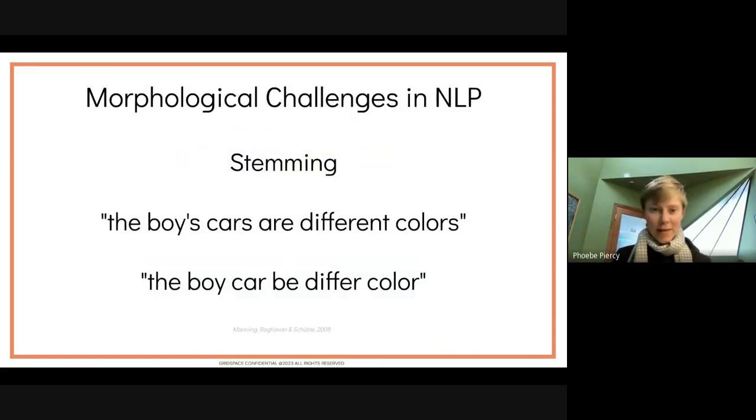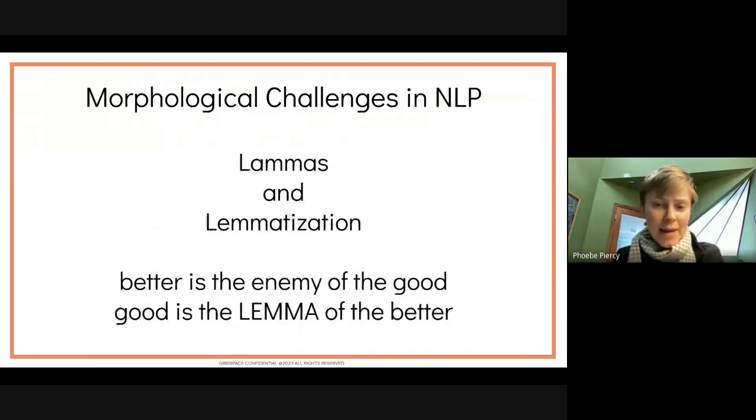So one of the ways we deal with some of these morphological challenges is if you're just looking to encompass the general meaning of a document, we can do things like stemming. So this is where we actually remove a lot of these modifying prefixes, suffixes, and you just keep the root of the word. So the boy, car, be, differ, color, you actually do understand what it means, but you do lose a lot of information. A slightly more nuanced way is lemmatization. So this is when you still convert down to the root, but you do keep more information there about how the word's being modified.